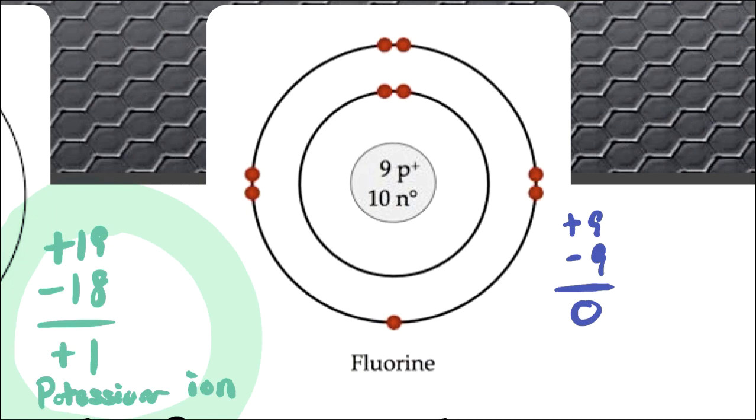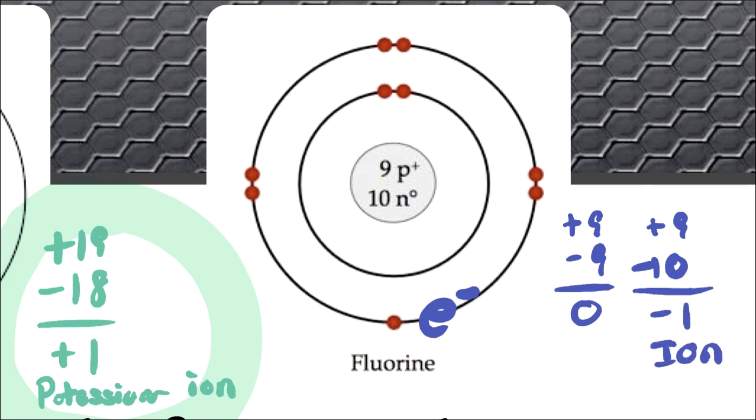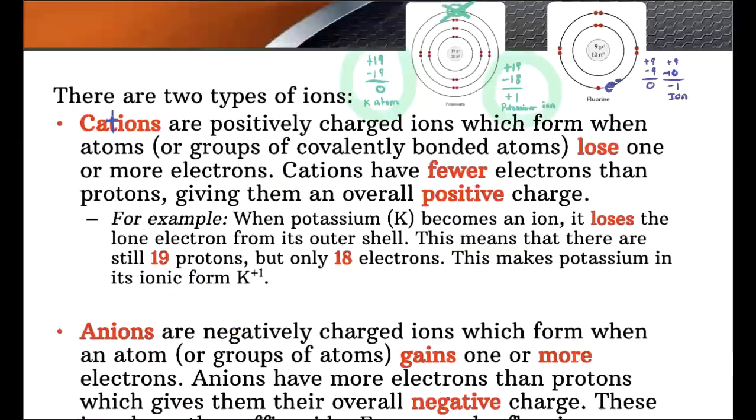Chemically stable, no. Okay, so what does this guy want to do? It wants to add an electron. Okay, so if it adds an electron, we now have 10 electrons. Well, you do the math, it comes up to be -1. This is an ion. And more specifically, it's called an anion because we've gained one more electron. Okay?